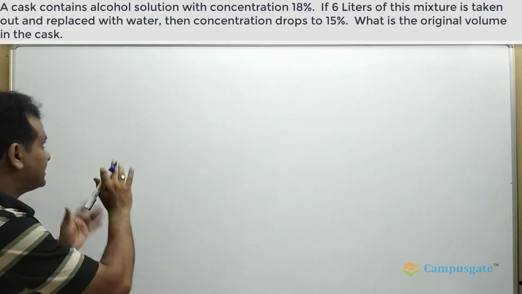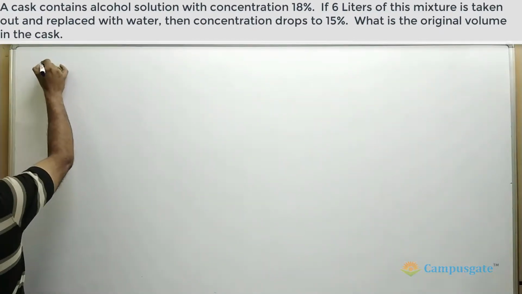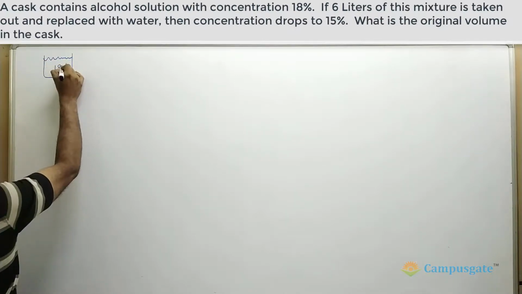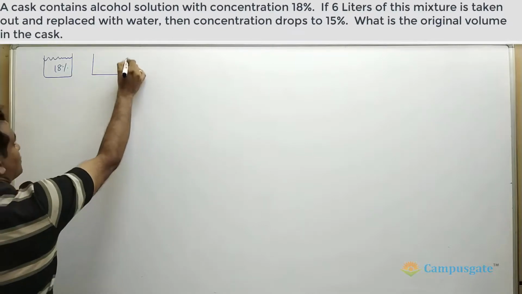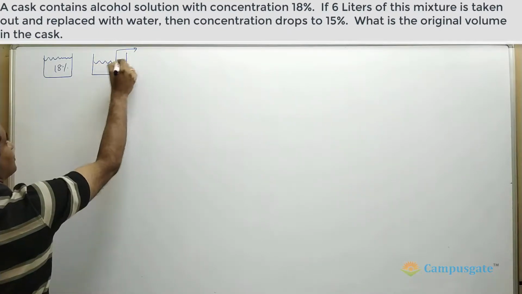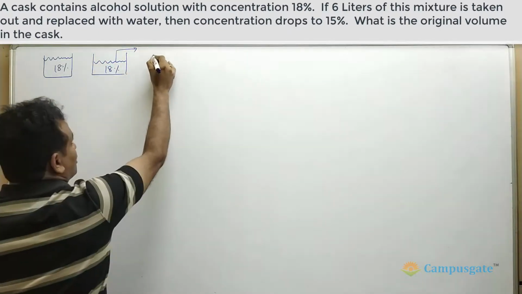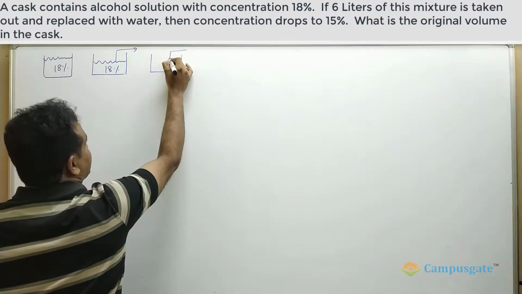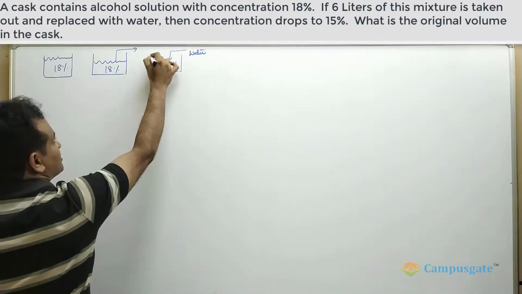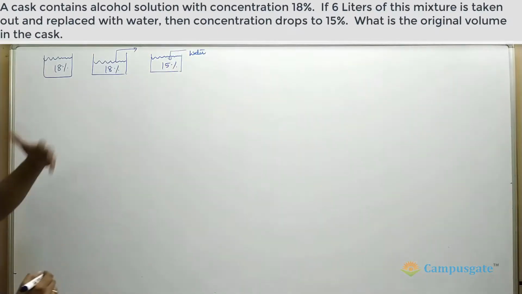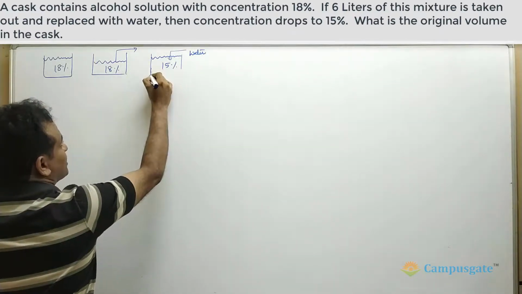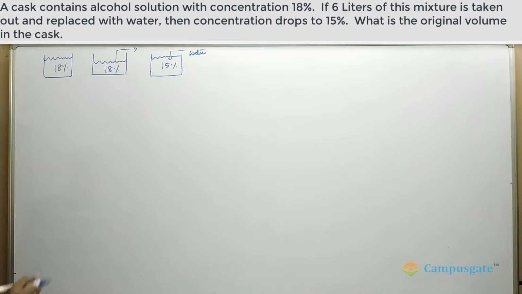Let us draw a small diagram to help us understand. This is a small beaker which contains 18% alcohol solution. We have removed some volume here, so still the concentration is 18%. Now we added water to it, so the concentration dropped to 15%, but the volume came down to the normal volume, right? Here the volumes are both the same. This beaker seems to be a bit smaller, so let me redraw. Yeah, so this is the case, right?